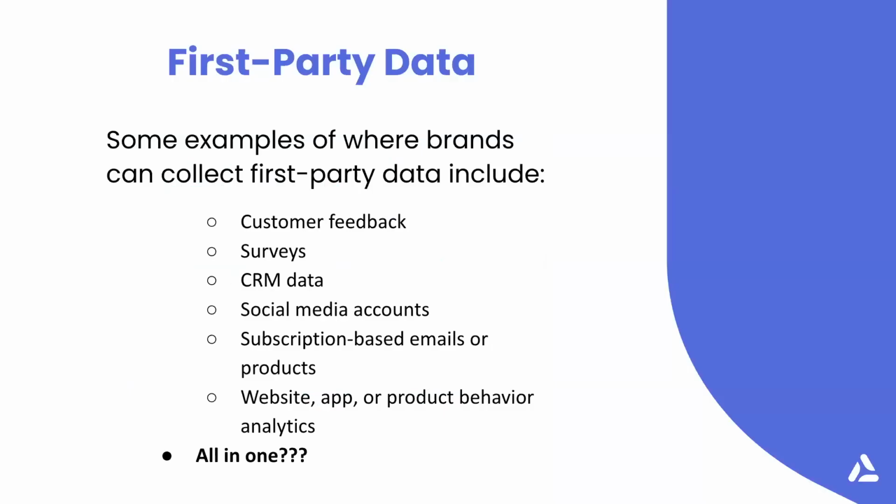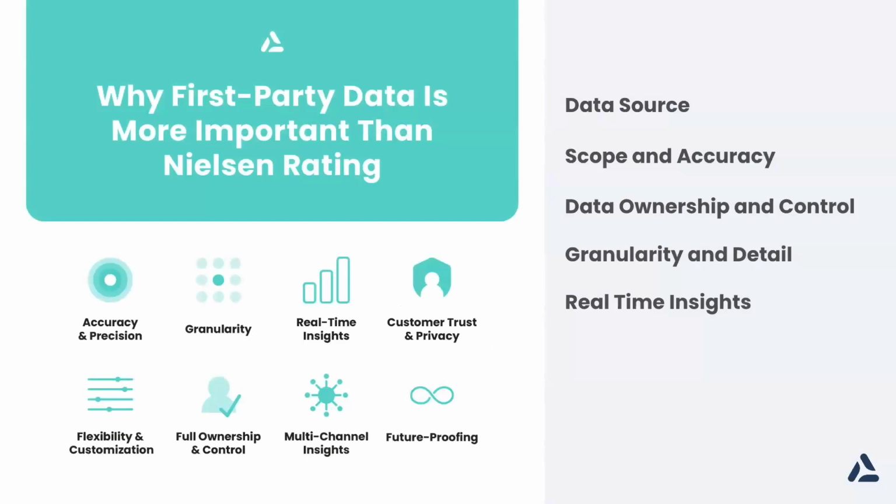So, okay. All right. So going into why first-party data is more important than Nielsen rating. Now, this is going to be huge as we talk about data source. That's going to be number one, is the data source itself, and how it's collected. So with data ownership, right, with Nielsen's, it's owned and controlled by Nielsen, and a selected panel of participants. Media organizations may have access to aggregated data and reports, but they lack direct control over the data collection process.